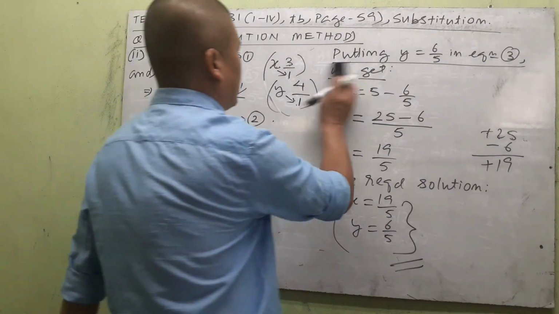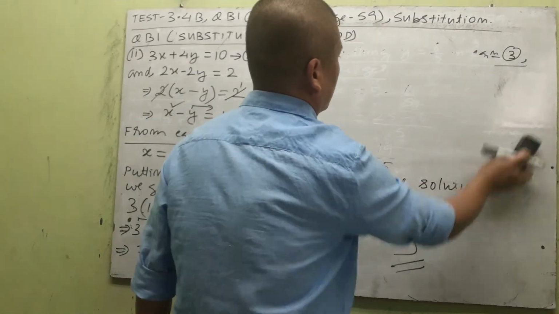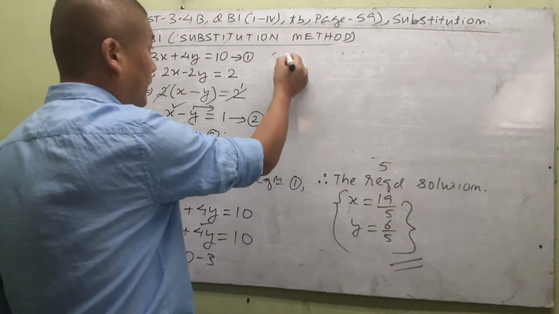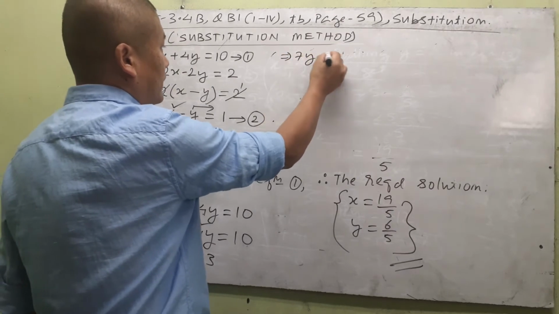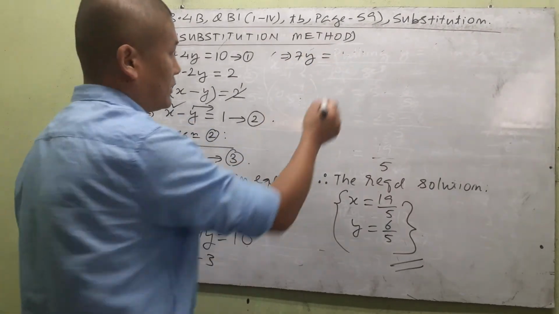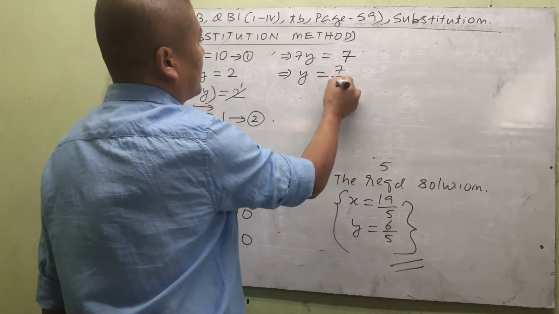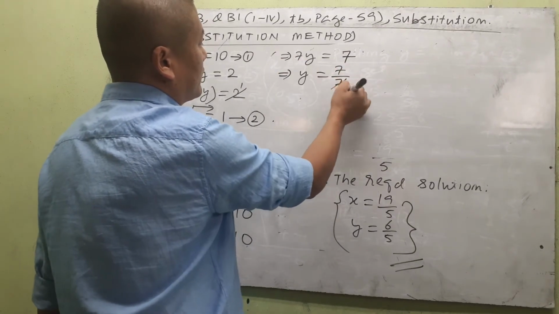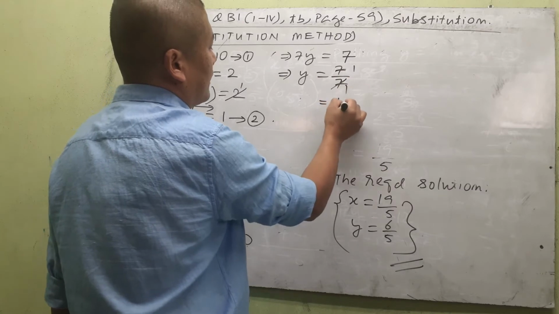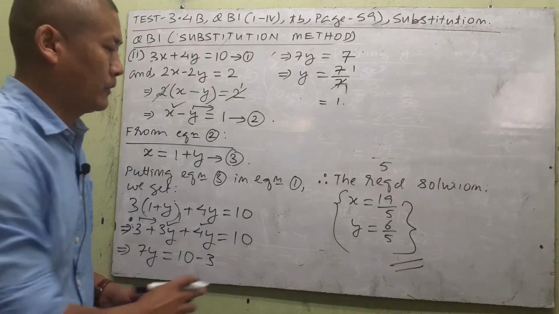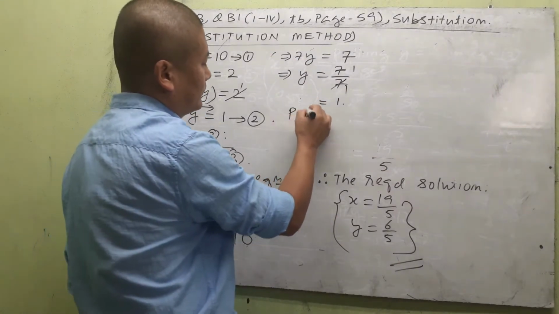So here we have, that implies 7y is equal to 10 minus 3, which is 7. So y will be equal to 7 divided by 7. 7 ones are 7, 7 ones are 7. So y equals 1.